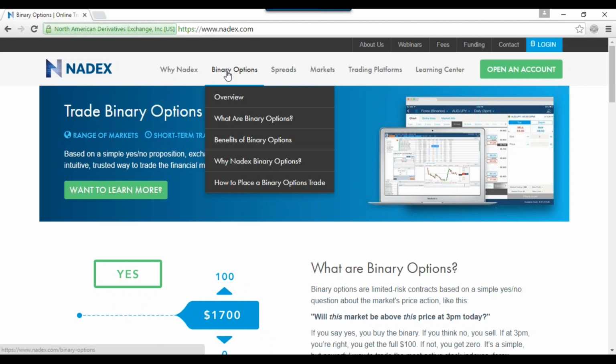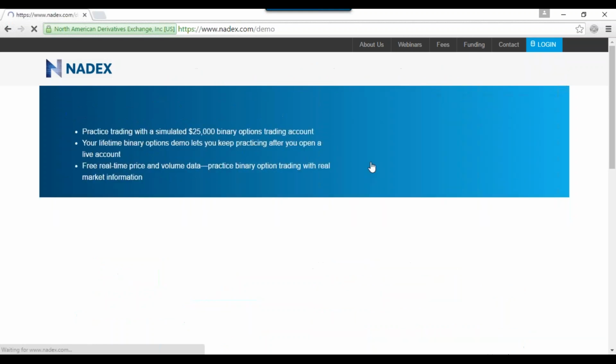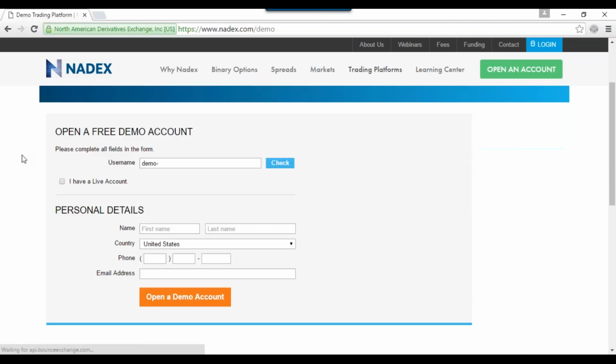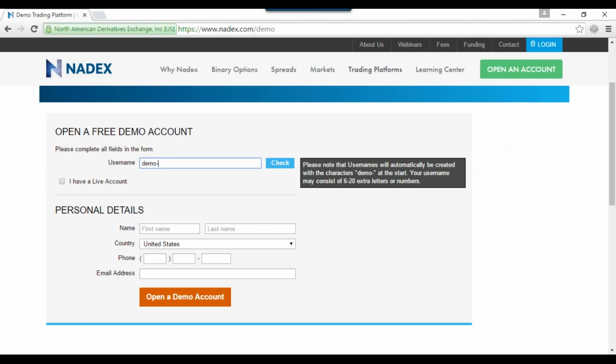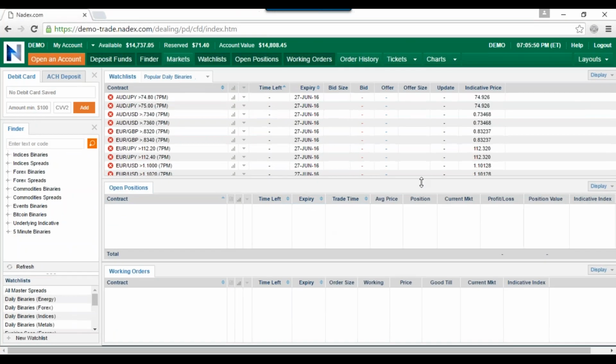Also very important here, and you're going to see me reference this tonight several times, right here under trading platforms, you can go to the demo trading platform and it'll take you just a couple minutes. You fill out this quick form and Nadex will give you a free demo account with $25,000 of demo money for you to play with. You simply select a username, fill out your info and hit open. They'll send you an email with a temporary password. You can log in and change that password to whatever you would like.